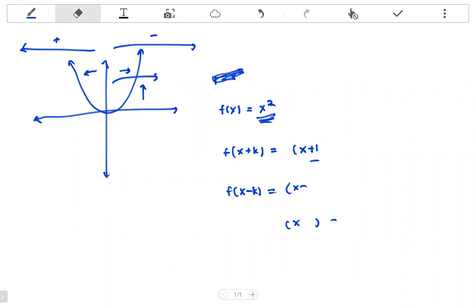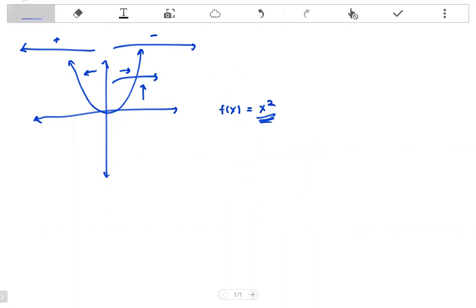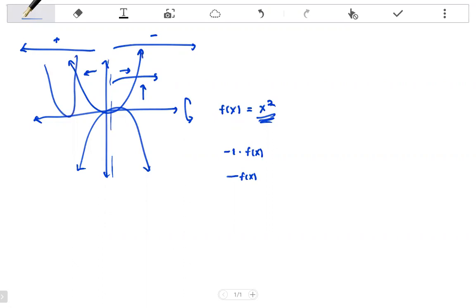Okay, and same thing for reflections. If we want a vertical reflection, so over the x-axis, if we want to flip this like that, what do we do? We multiply it to the whole thing. So negative 1 times f of x, or negative f of x. That's what we do. If we want to reflect it across the y-axis, so if we have something like that, and we want it there, reflect it across the y-axis, then you do it only to the x.